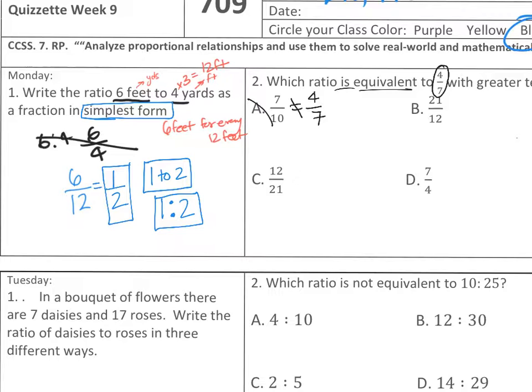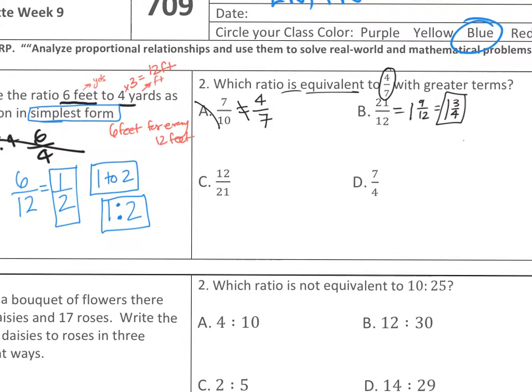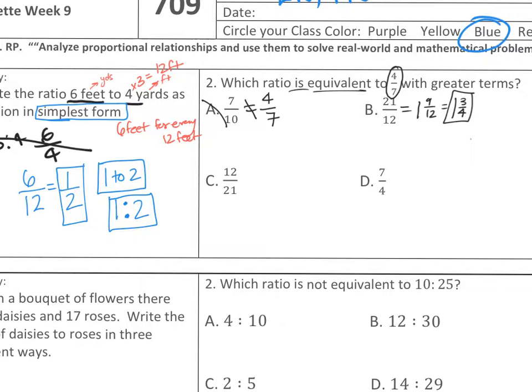B, 21 over 12. That's an improper fraction that can be reduced to 1 9/12, which equals 1 3/4. So this is not equivalent to 4/7. So that can't be it either. Make sure you're writing all this down.